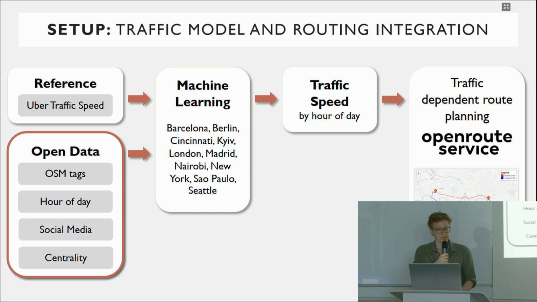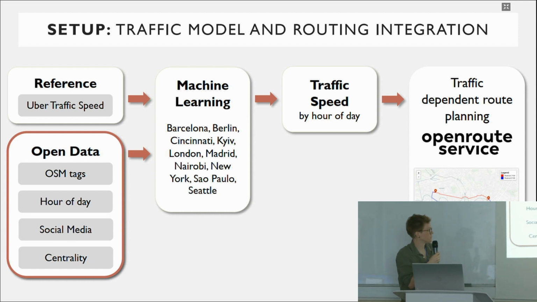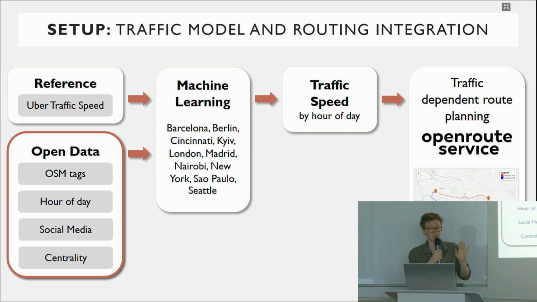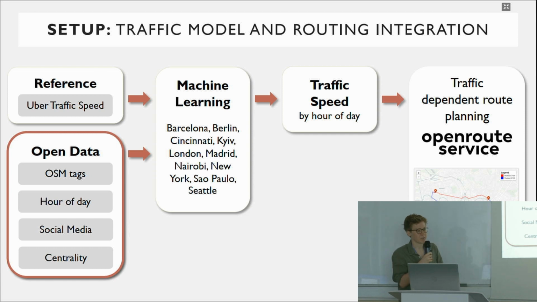Now, talking about the input data, as I said, we're only using open datasets that should ideally be globally available so that we can also apply the model globally if possible. As in studies before, we're not the first ones who use OSM data to model traffic speed. There have been others. So the obvious thing is to use the OSM tags, so the highway tag or the max speed tag, which already gives you some indication about how fast you can go. Then the hour of the day is also included. This is already in the Uber traffic dataset, of course. And then additionally, we're also looking at social media data and centrality.